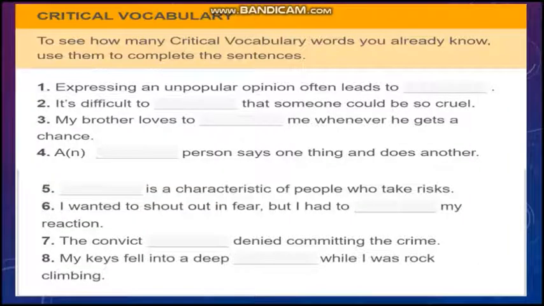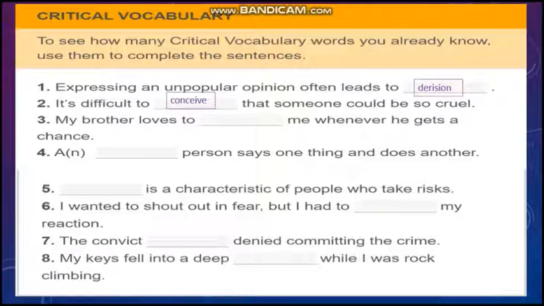Now let's use the vocabulary words in the sentences which are given here. Number 1, expressing an unpopular opinion often leads to what? Derision. Number 2, it's difficult to blank that someone could be so cruel. So it's difficult to what? To conceive. Conceive means to think of it.